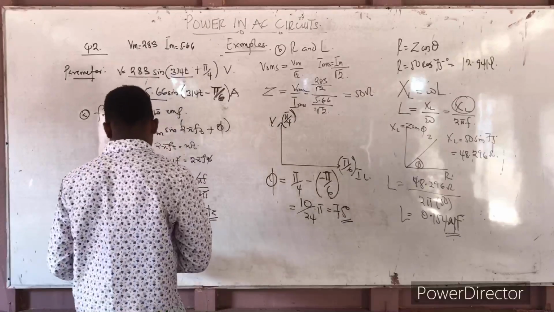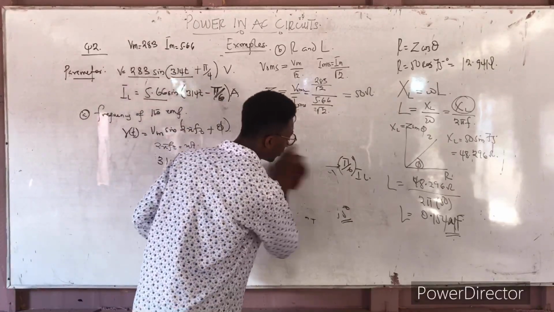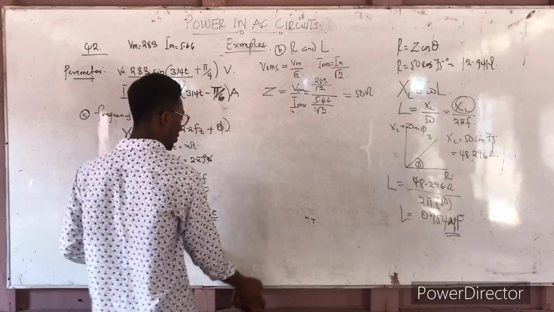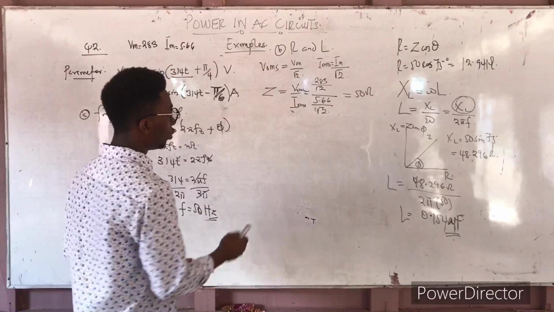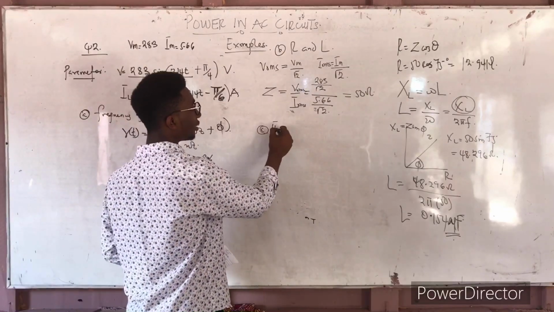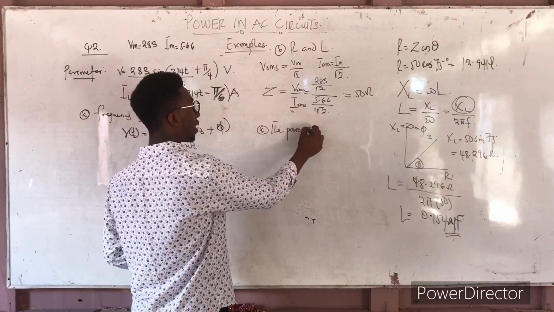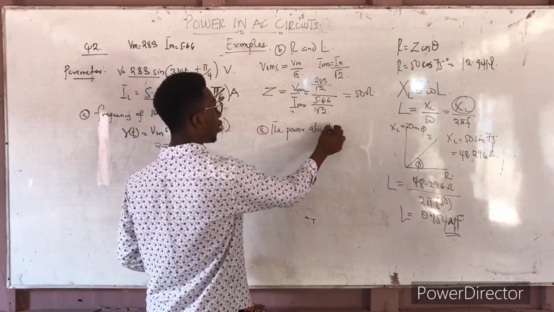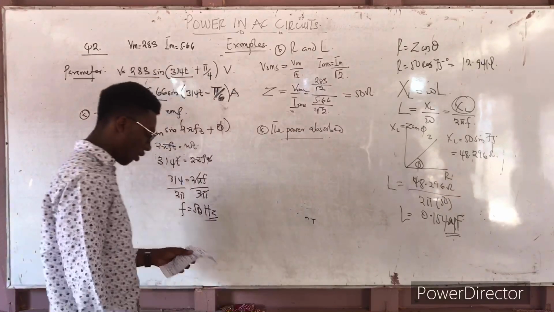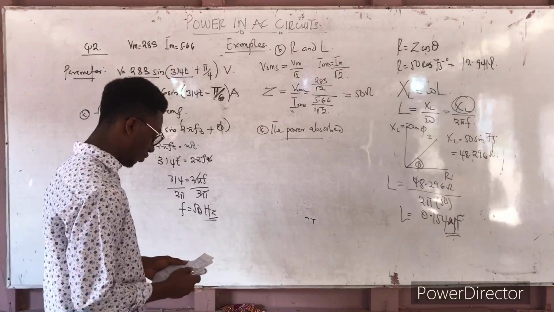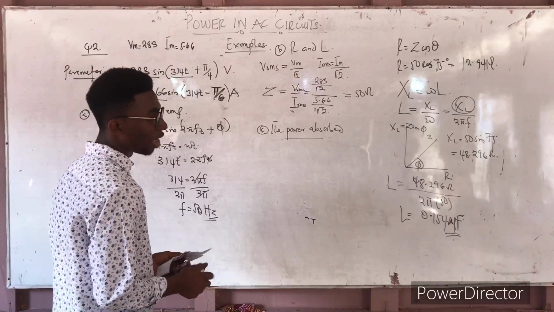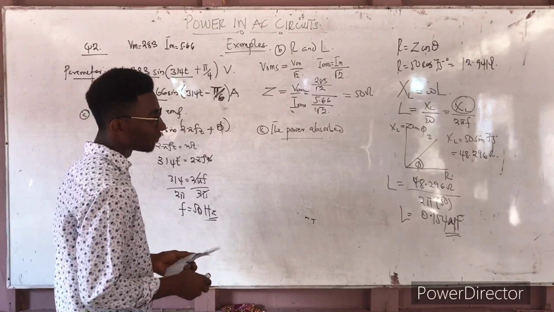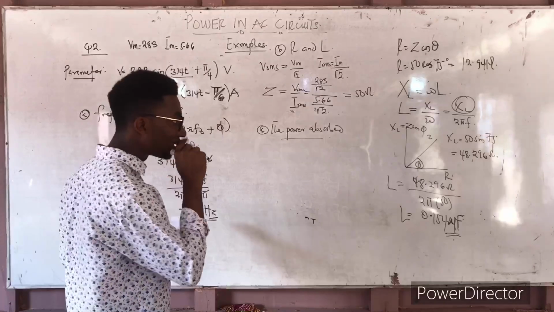And the last question says we should find the power absorbed. So part C of the question says you should find the power absorbed. And how do you calculate the power absorbed? It is very simple. The power absorbed is always the active power.